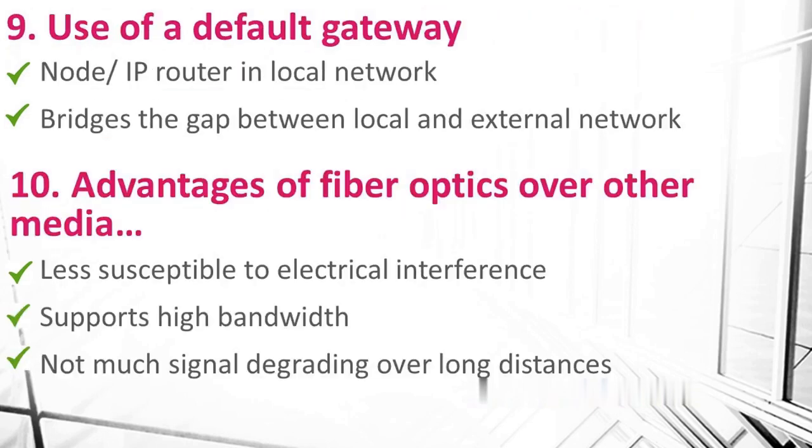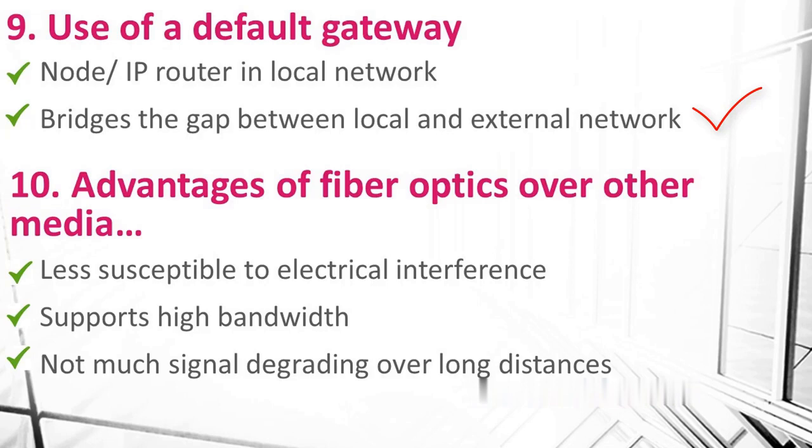Moving to question number 9. What is the use of a default gateway? A default gateway bridges the gap between local and external network. It is a node or IP router in a local network through which a networked computer can communicate with external network or internet.